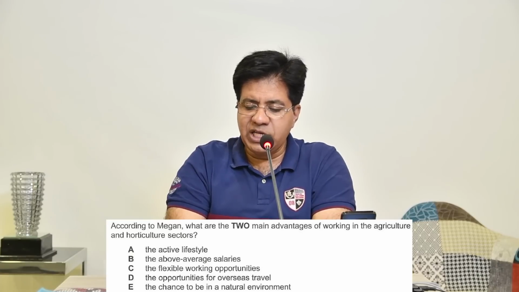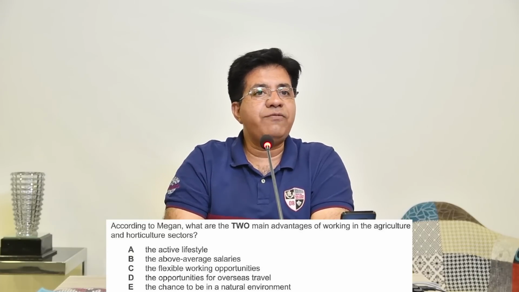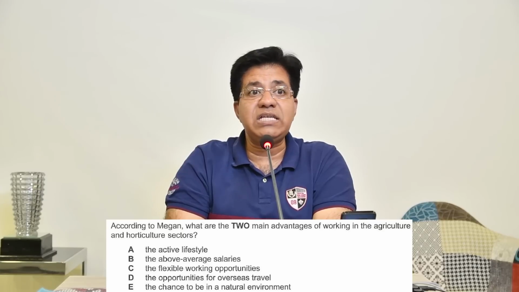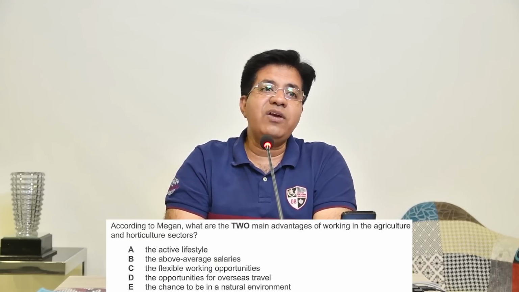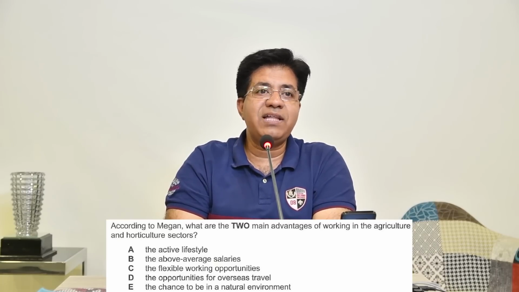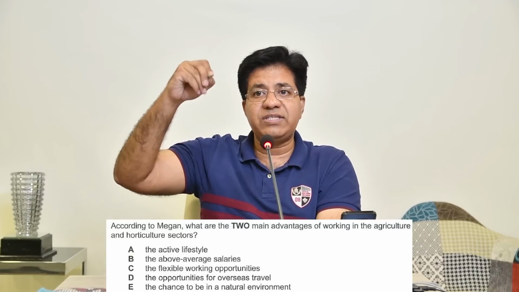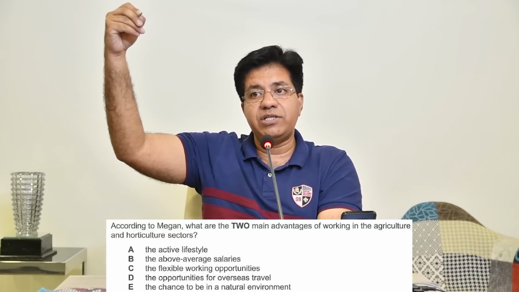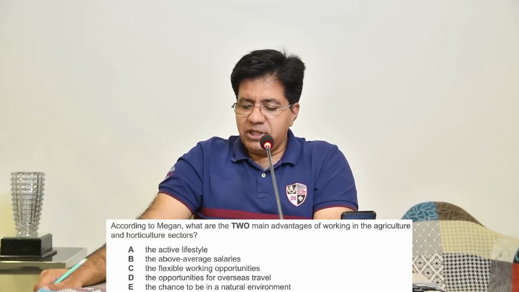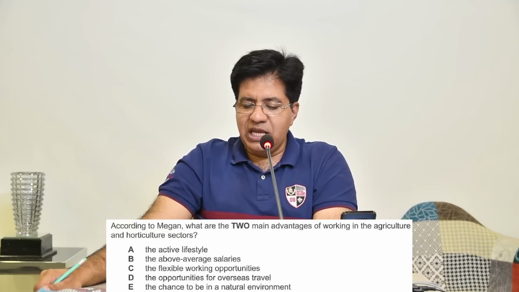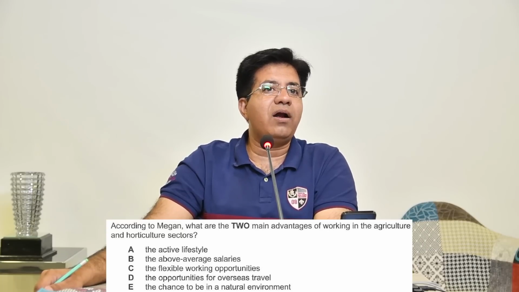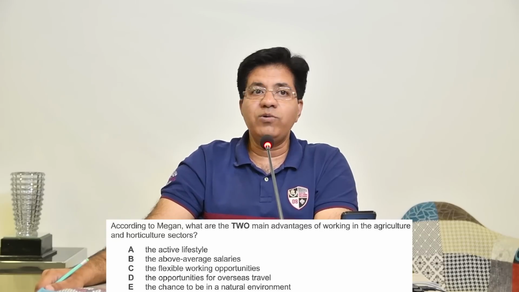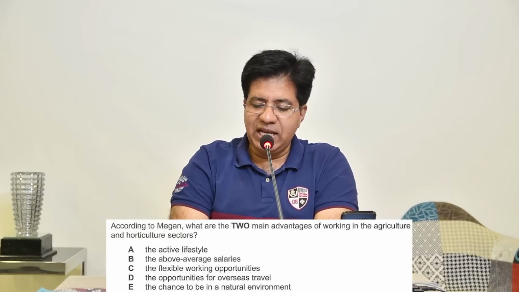Option D, opportunities for overseas travel. Now, if they say you can travel to other countries, or one of the major benefits is you can travel to other countries, then this is the right answer. But if they say you can travel to other cities, will that be the right answer? No, because overseas means other countries, not other cities. Option E, chance to be in a natural environment. So if they say the main benefit is you are close to nature, close to nature means chance to be in a natural environment.